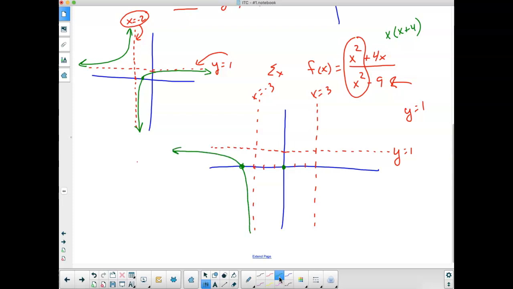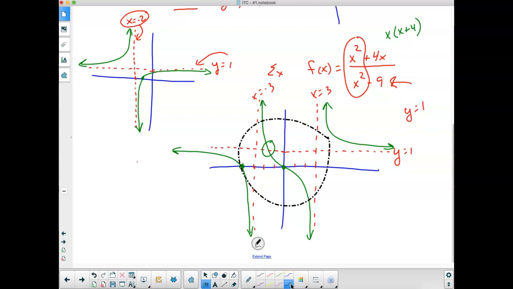It's going to get snug as a bug in a rug as I go way out to positive infinity. This top one is going to go like so. And if I plotted a few points in here, this middle guy is actually going to physically touch and cross that horizontal asymptote. That is legal when I'm talking about the interior of the domain. That will never happen way out here.